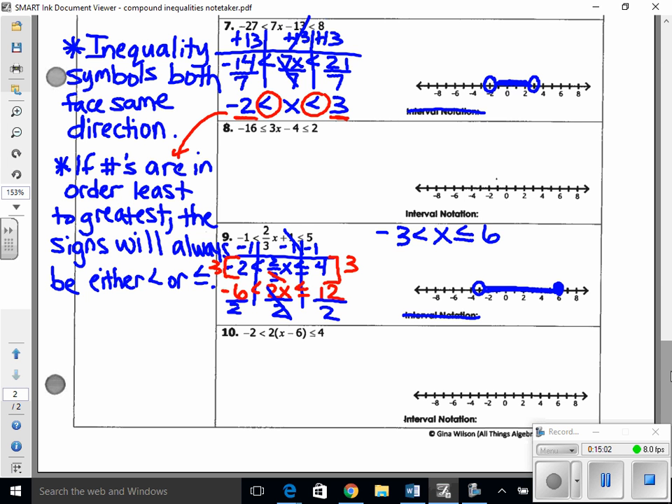All right, so you've now seen the difference between the two types of "and" inequalities. Your job is to go back and finish all the even problems and see what questions you still have when you come to class so we can answer them.